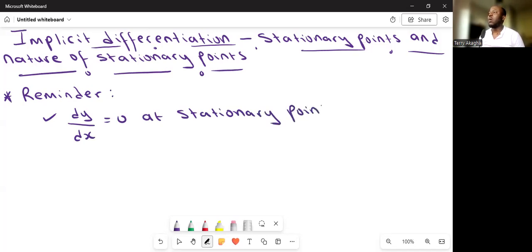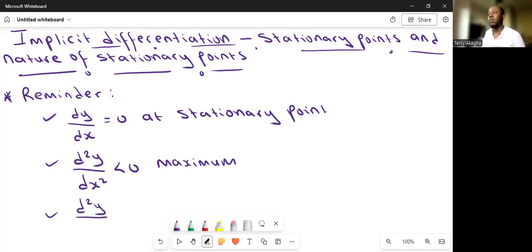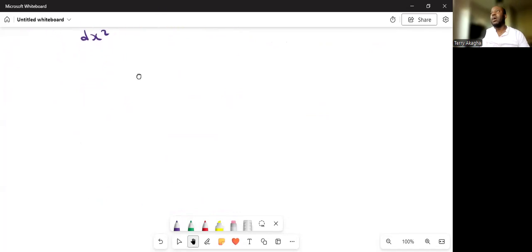I also told you that when your second derivative, d2y/dx squared, is less than 0, it means the stationary point is a maximum. And when the second derivative is greater than 0, it means it is a minimum. So just a quick reminder: at a stationary point, dy/dx equals 0. When the second derivative is less than 0, it is a maximum. When the second derivative is greater than 0, it is a minimum. All right, so let's go.